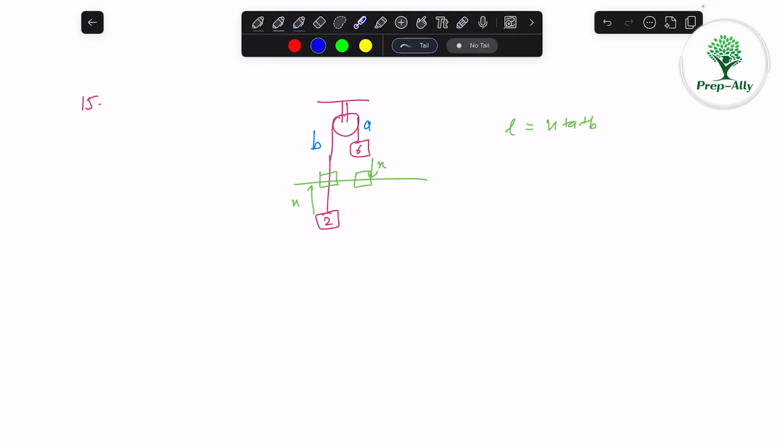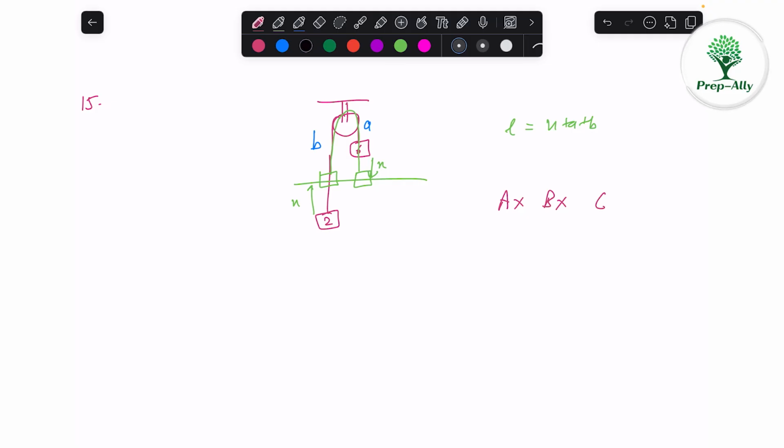Now in the second case, the string will have this length, and you can see that it will be x plus A plus B again. See this part, x plus A plus B. So that's why the distance covered by this 6 kg is x and the distance covered by this 2 kg is also x. So option A is incorrect. Distance traveled is the same actually. So B is also incorrect because it is saying 2 kg has traveled more.